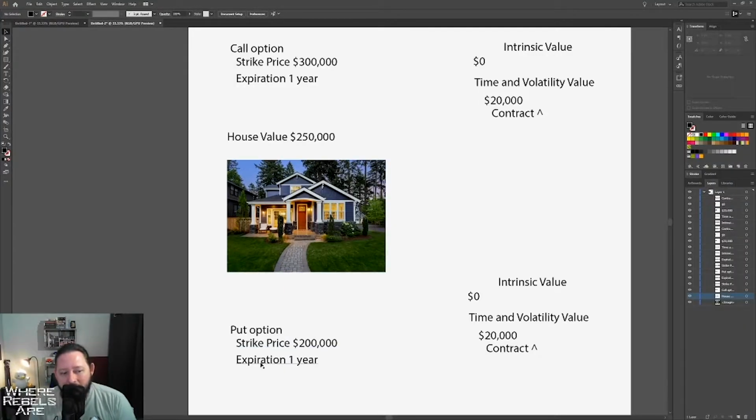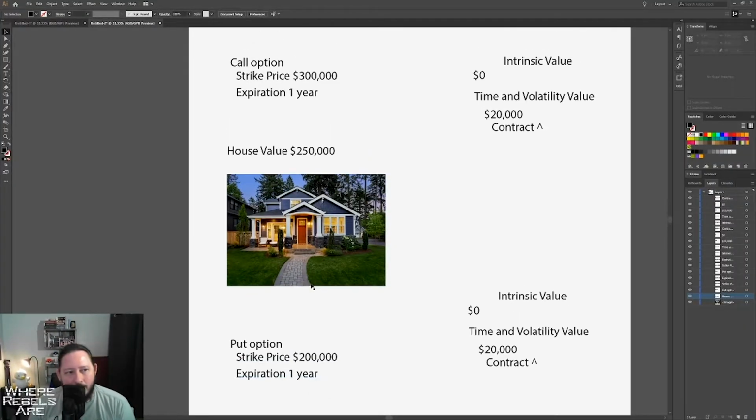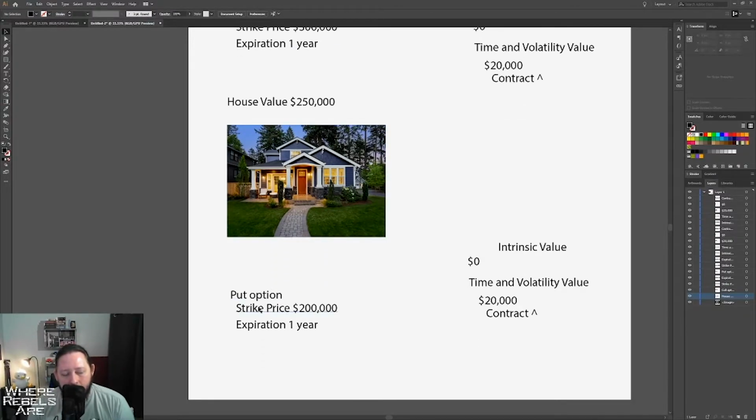And in this situation again, instead of representing the ability to buy at 300 no matter what the price does, now the owner of the house maybe takes out a put option as an insurance policy in case the market starts to crash, and says, okay, I want the ability, no matter what happens to the house, to sell at a price of $200,000 for the next year.